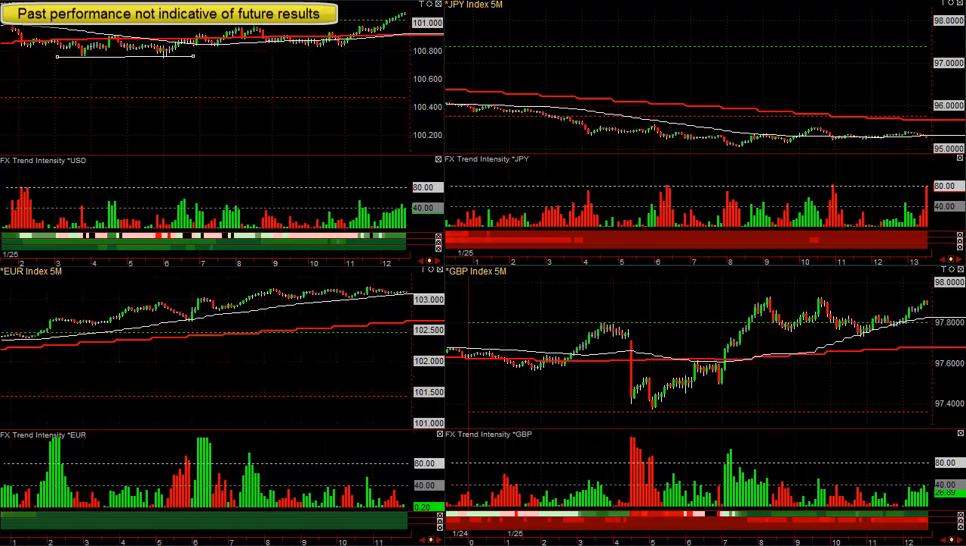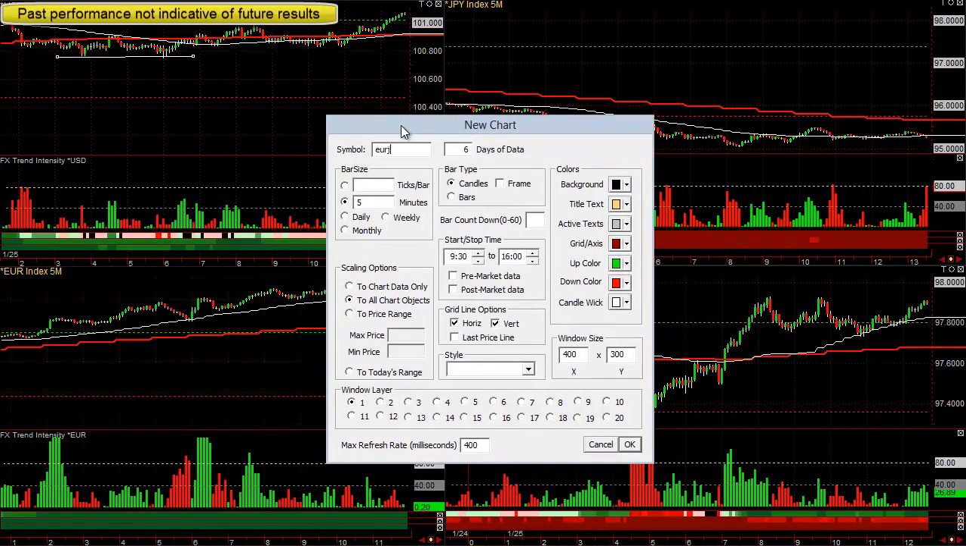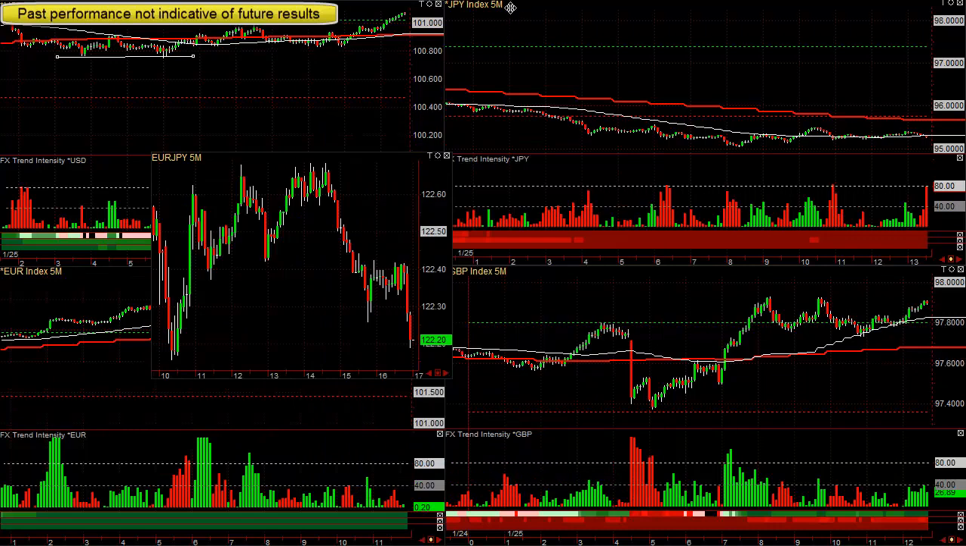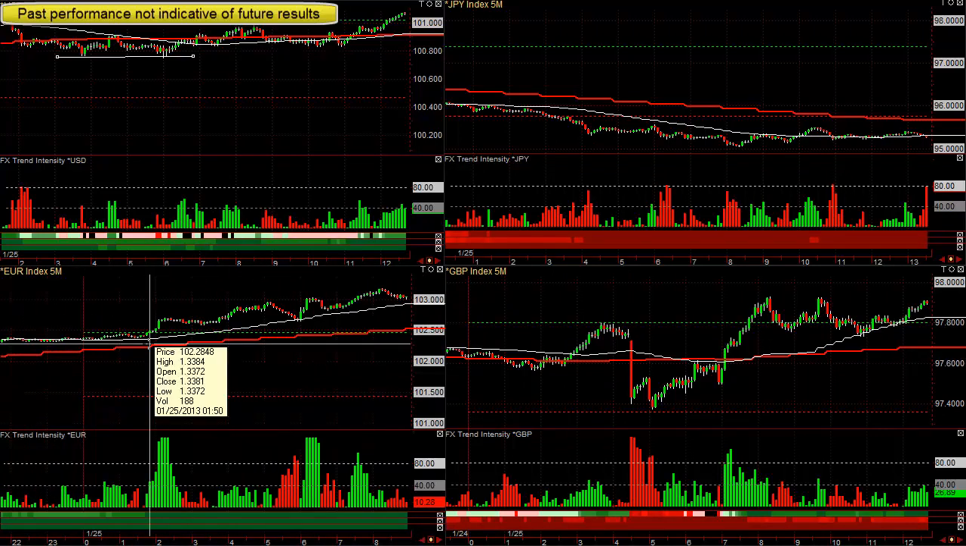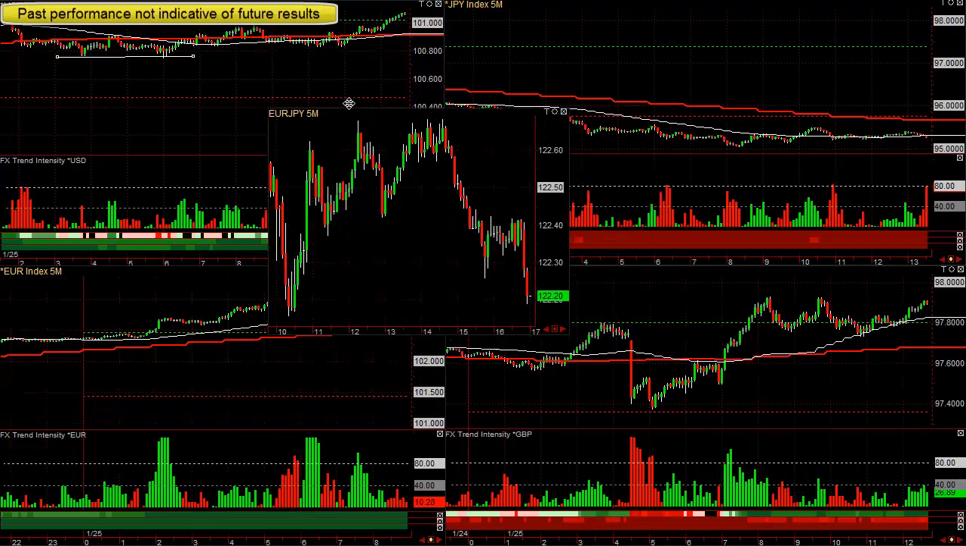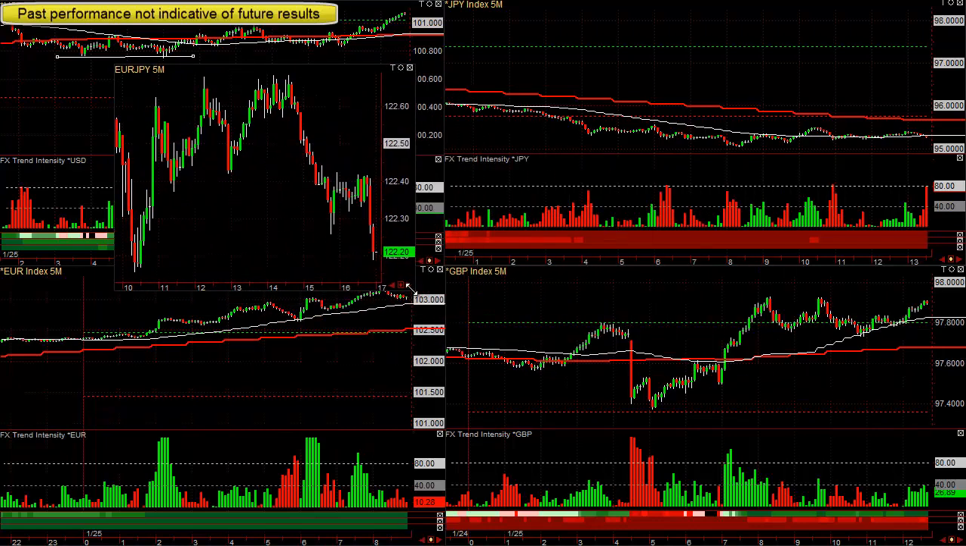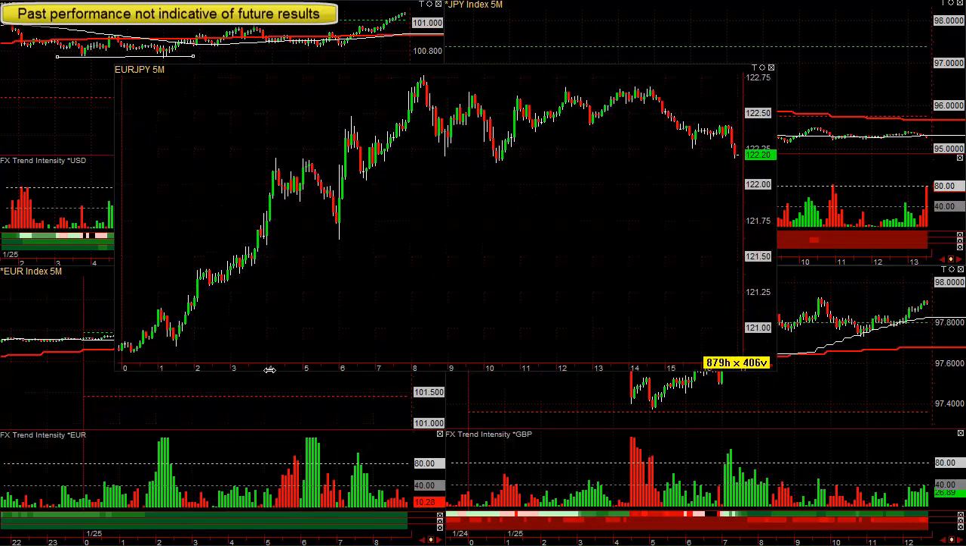It doesn't take a rocket scientist to say buy the euro yen. So we bring up a euro yen chart, and especially notice the times when this became really, really strong. Right here, it broke above the previous day's high. That's a very bullish signal right here at 1:50 a.m. Eastern Time. So we'll go look at the euro yen.